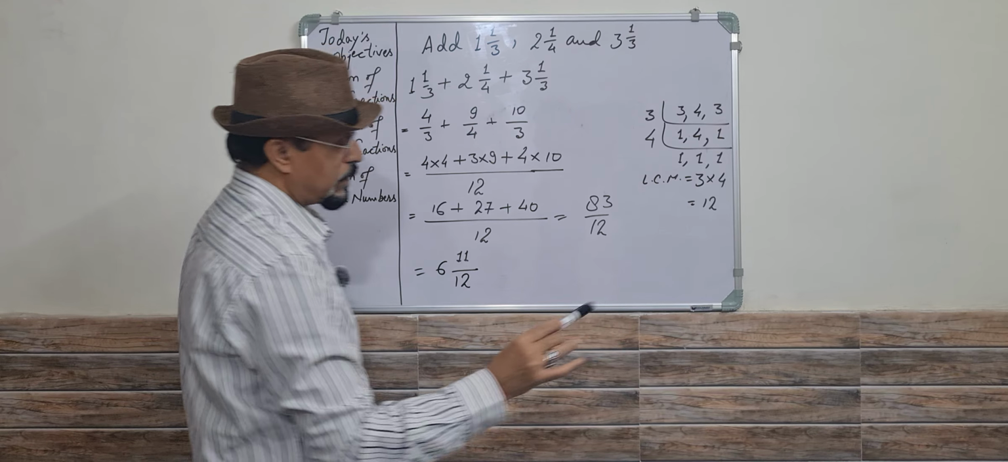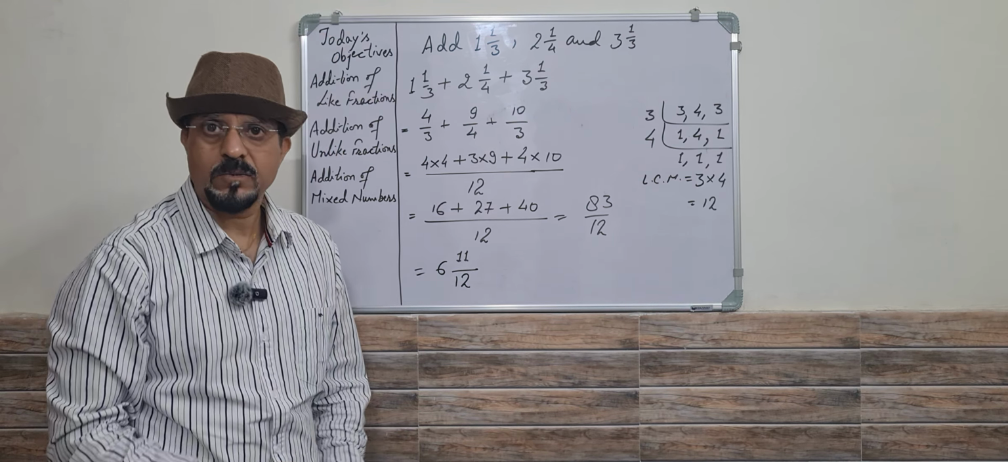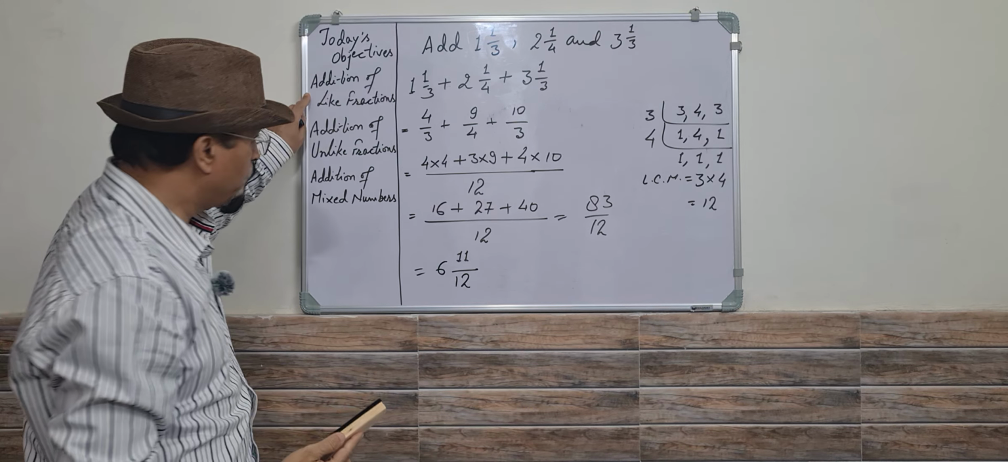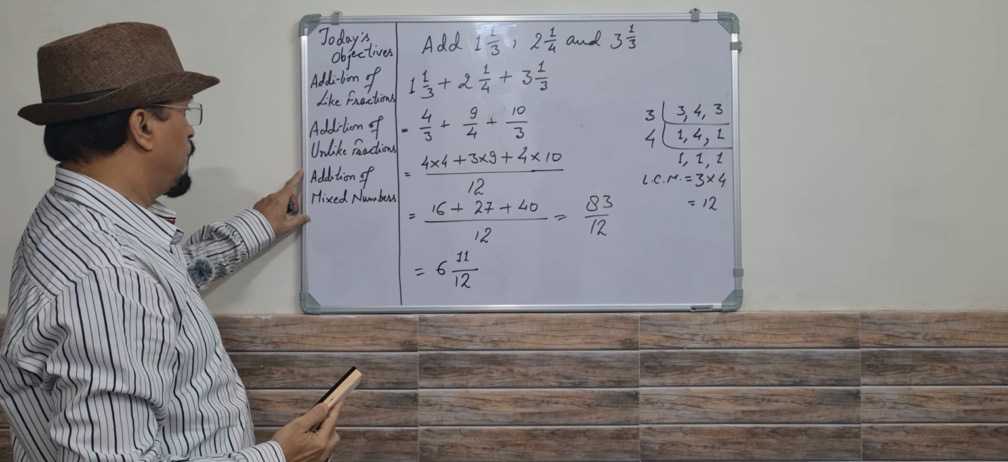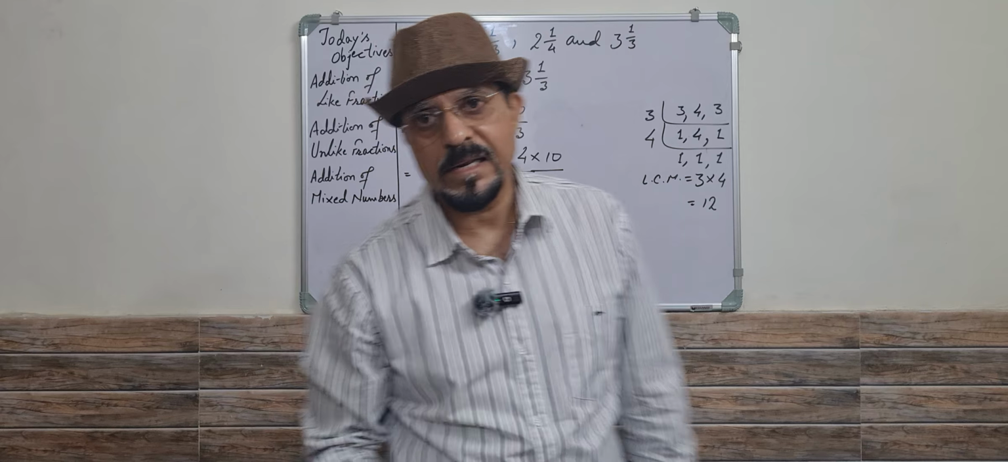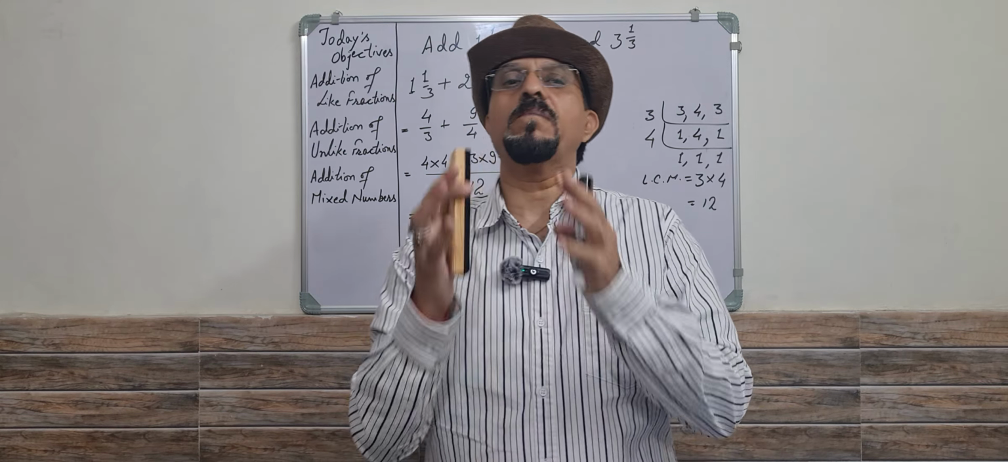That's it. So what we have learned today, we have learned three things today. We have learned the addition of like fractions, the addition of unlike fractions, and the addition of mixed numbers.